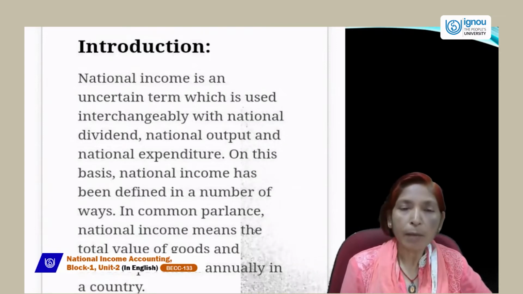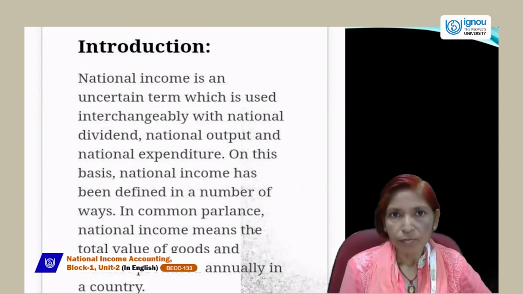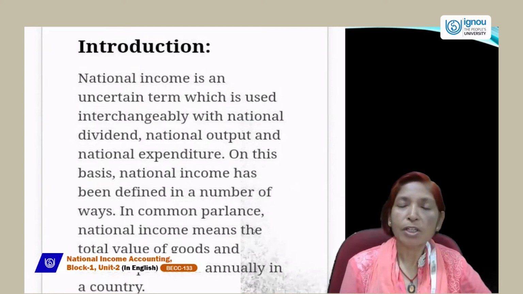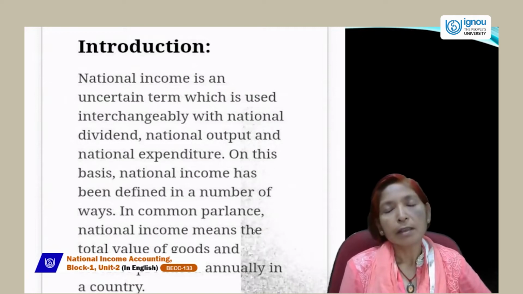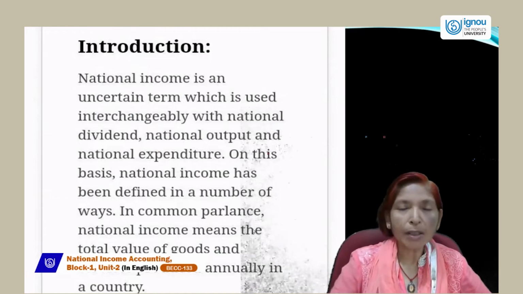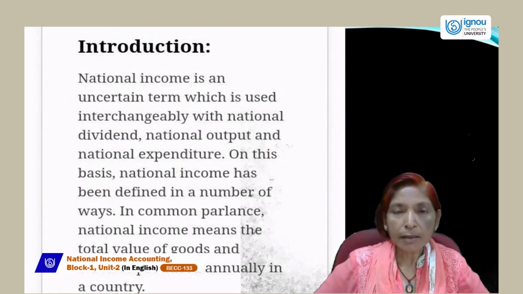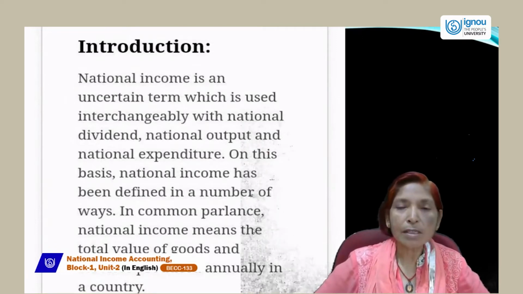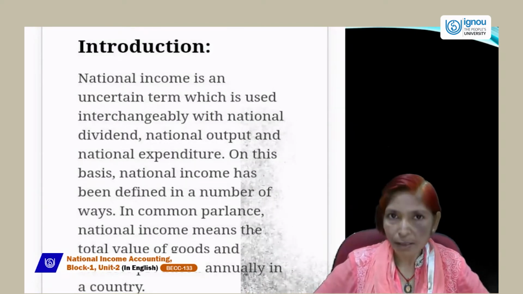According to the income approach, national income is the sum total of factor income. We know that the factors of production are four: land, labor, capital, and entrepreneur. And all these factors get rewards in terms of rent, wages, interest, and profit by rendering their services in the production of goods and services.